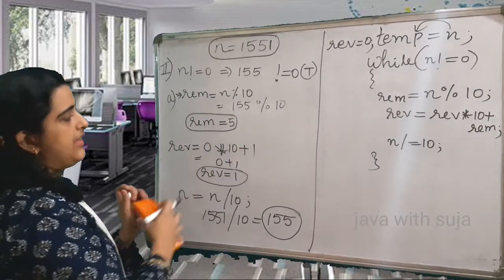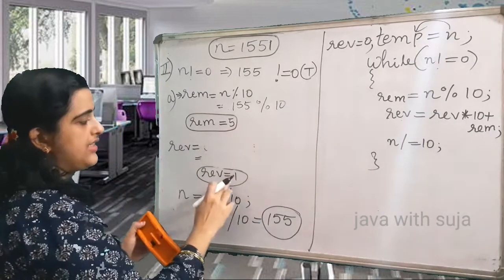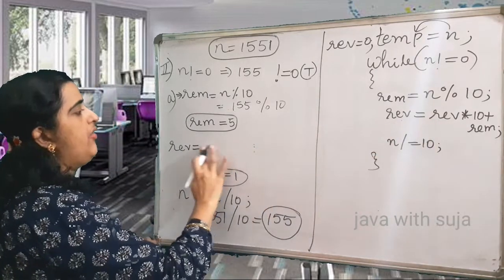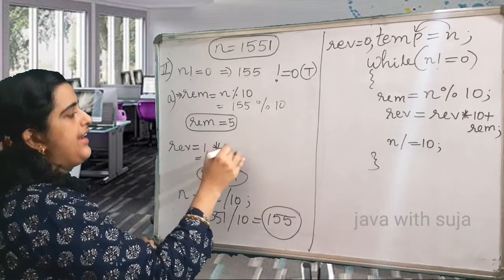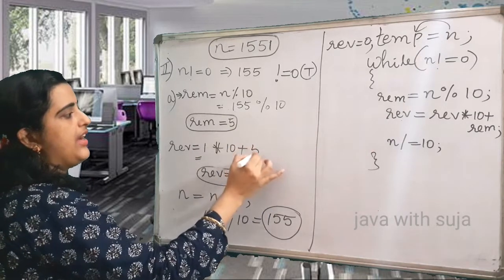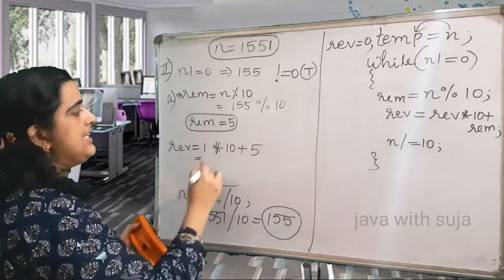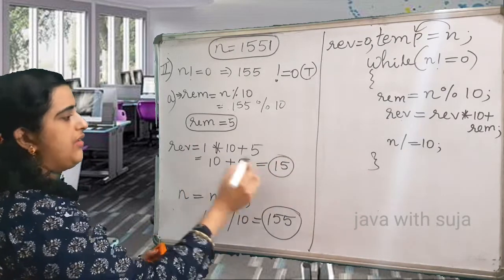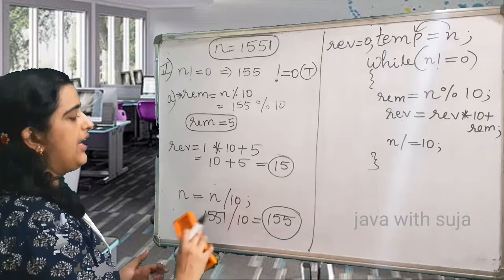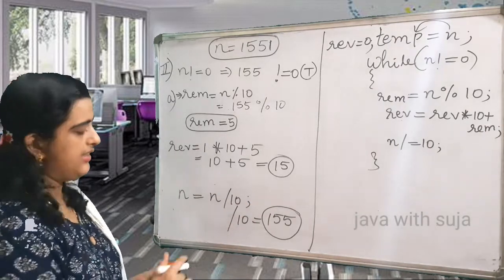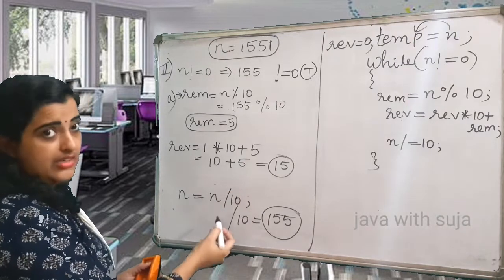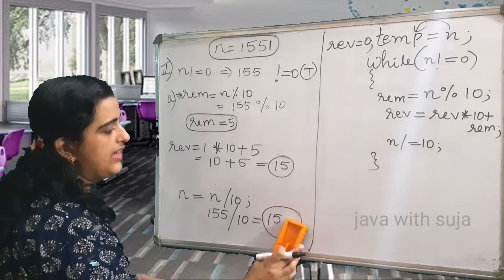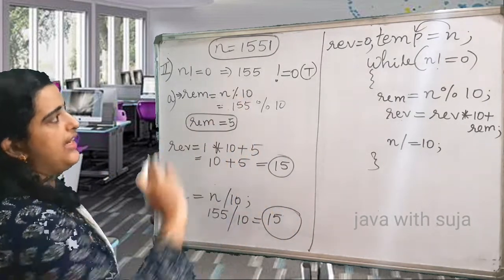Now see this step. Here our value got already updated: in the previous step we got the value 1 in the variable reverse. So now 1 star 10 plus reminder. Our reminder is 5, which will give you 10 plus 5, which is 15. So the current value in the variable rev will be 15. Now again we have to update the value of n, that is n divided by 10. n is 155, so 155 divided by 10 will give you 15. Now this is your current output.